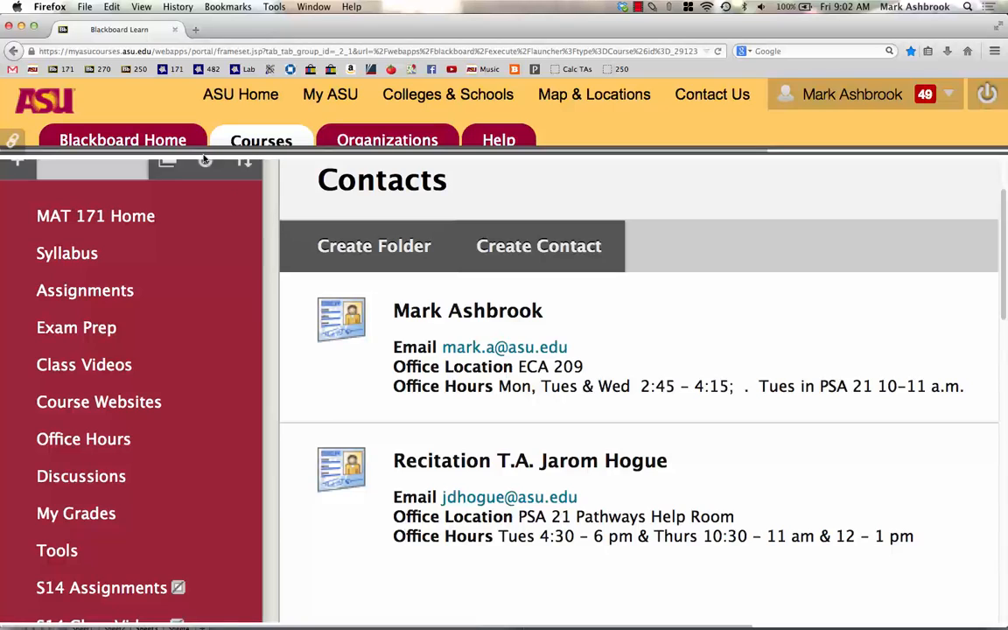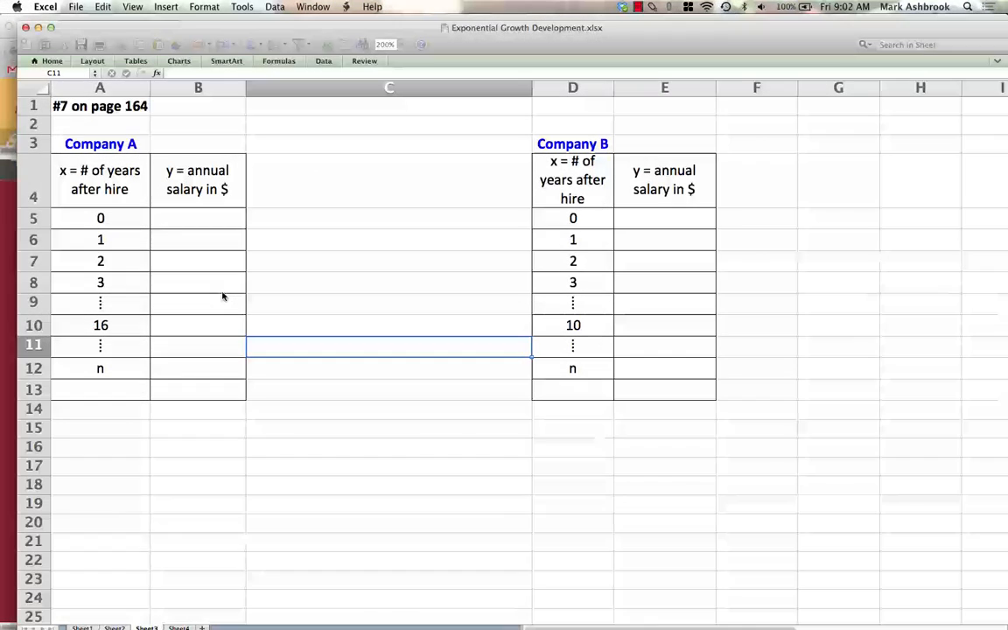So I want you to work, while I take attendance, on number 7 on page 164. Just read the setup. After you read the setup, we just want to fill in these tables. So don't answer the questions there, just read the setup and then fill in the tables I've got on the screen.